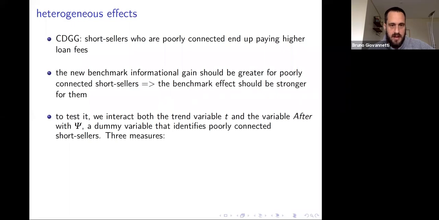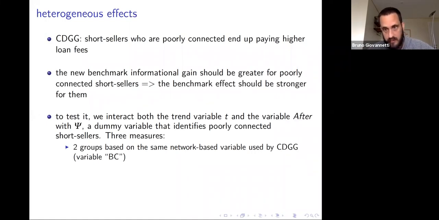And then to test this, we interact both the trend variable T and the variable after with this psi letter here, which is a dummy variable that identifies poorly connected short sellers in the sample, okay? And then we use 3 measures of poorly connected short sellers. Of course, they are correlated measures. There are different ways to measure the same thing, how poorly connected a short seller is. The first one, we split short sellers into 2 groups based on the same network-based variable that we use in this paper here, which is a variable called borrower connection. The higher this variable is, the better connected is the short seller.